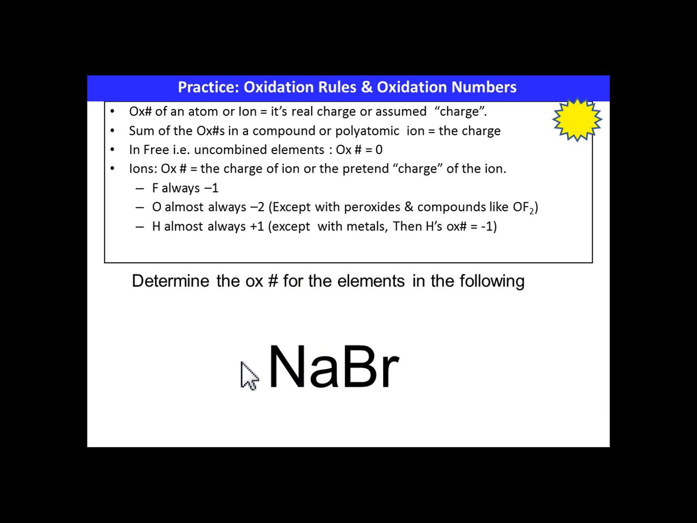Okay, let's take a look at this. Determine the oxidation number for all the elements in the following compound. All right, so bromine is a halogen, typically has a -1 oxidation number. If you didn't know that, you should remember that sodium always has an oxidation number of +1. So sodium with +1 and bromine with -1, there we go. The oxidation numbers are +1 and -1. That's how it equals 0.